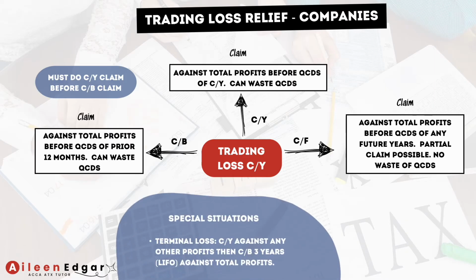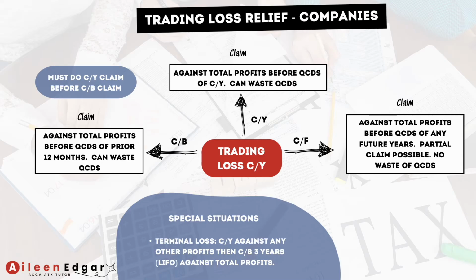And we do have some special situations that a company can find itself in. If a company is ceasing trading, then we can look at possibly applying the terminal loss relief rules. And that would allow us to take our trading loss of the current year and not just carry it back 12 months, we could actually carry it back 3 years, 36 months. That's done on a last in, first out basis, and we set it off against total profits of those previous 3 years.